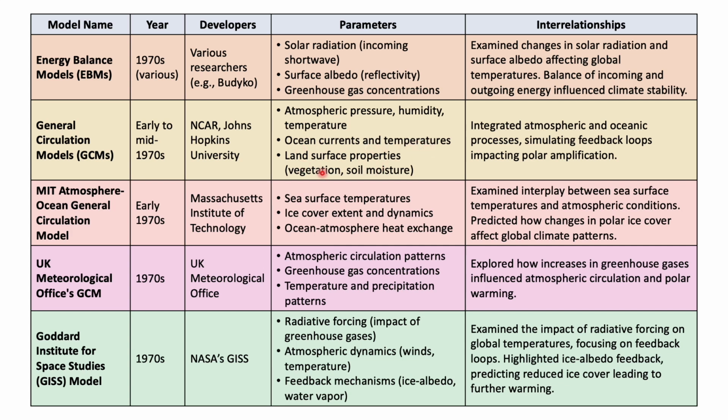Land surface properties like vegetation and soil moisture were included. The integrated atmospheric and oceanic processes, simulating feedback loops and impacting polar application, can be found out using this general circulation model. Then the MIT Atmospheric Ocean General Circulation Model, UK Meteorological Office GCM, and Goddard Institute for Space Studies model are various other models which people had used to identify how the changes are actually happening.